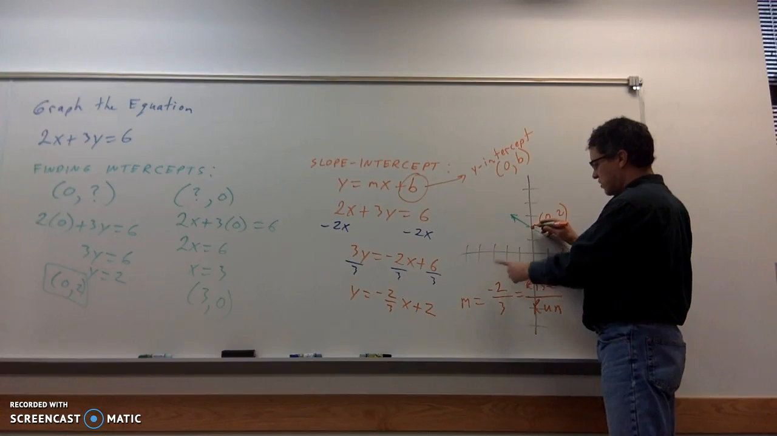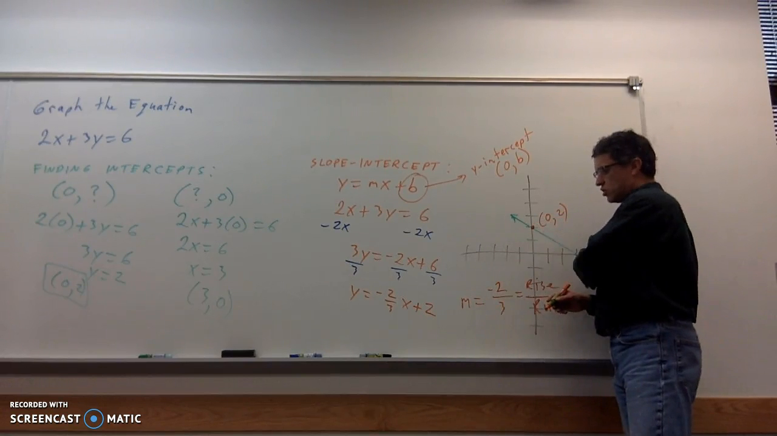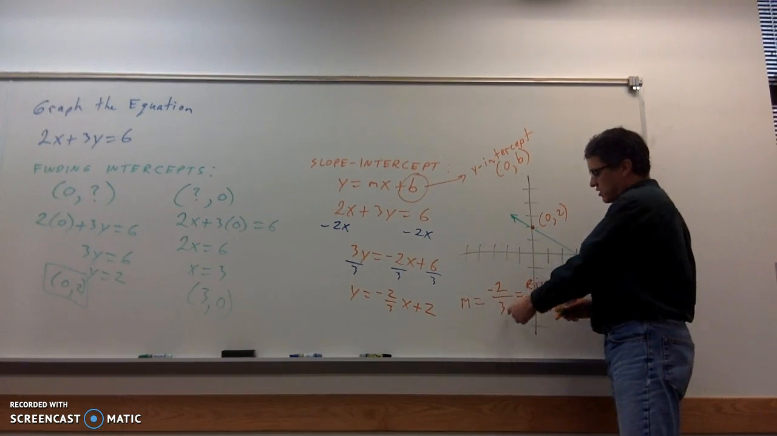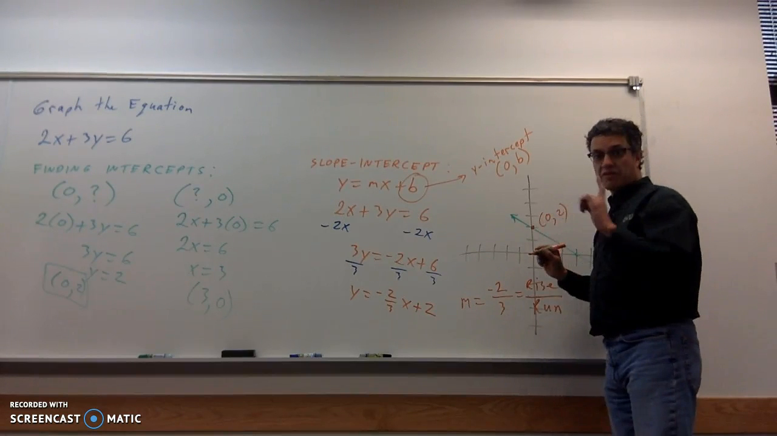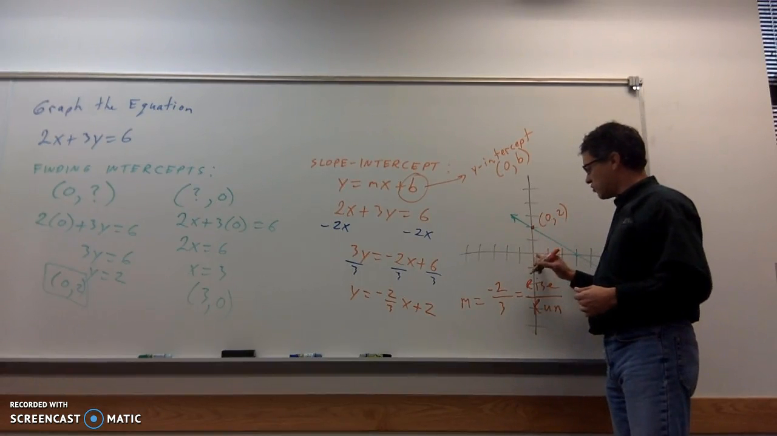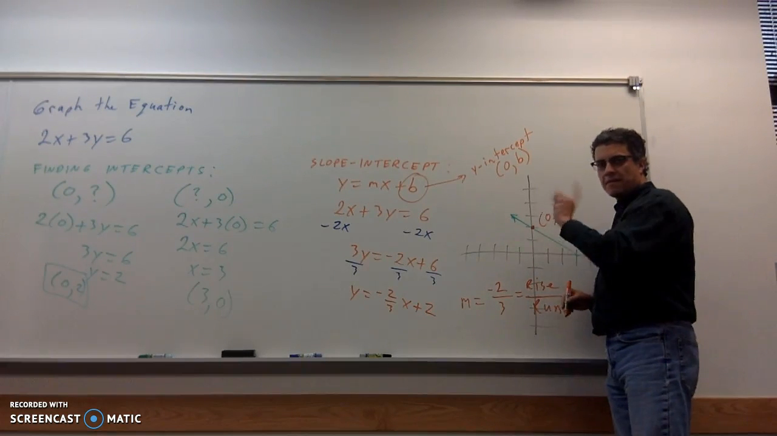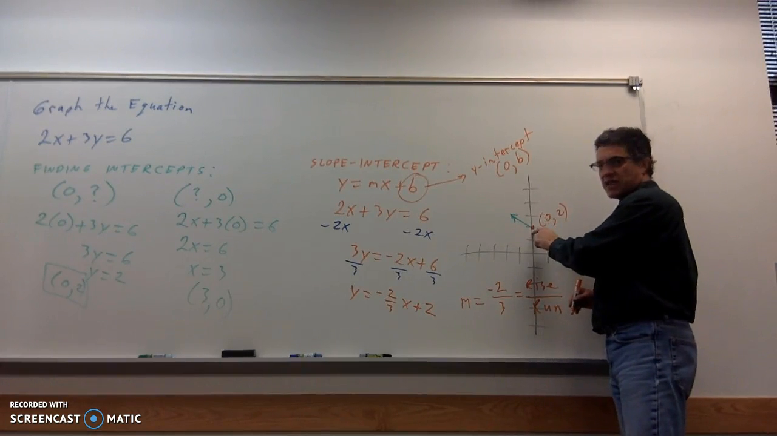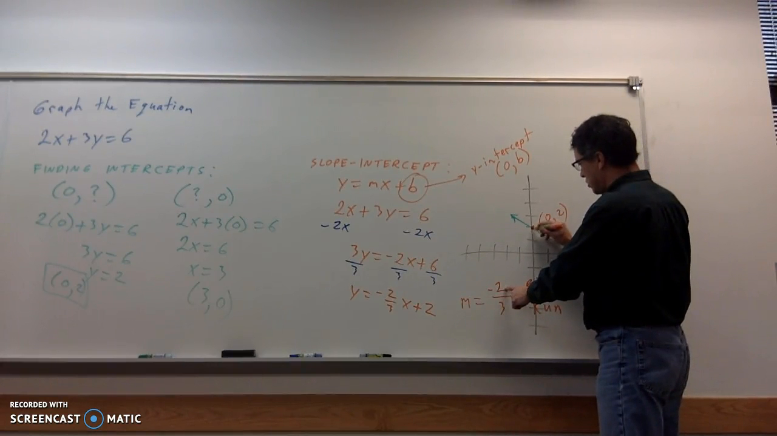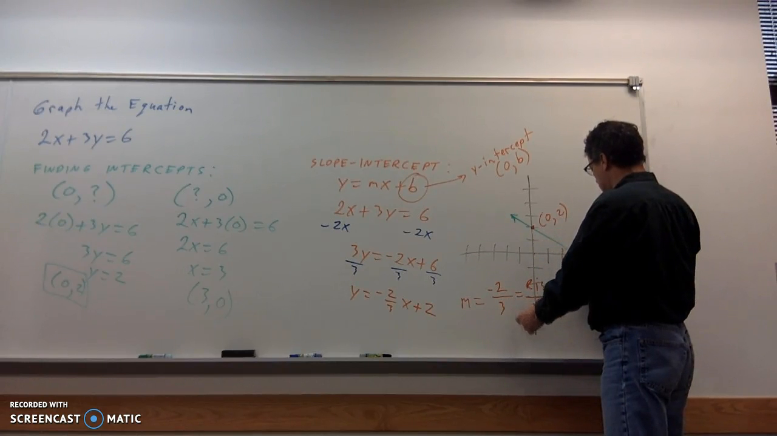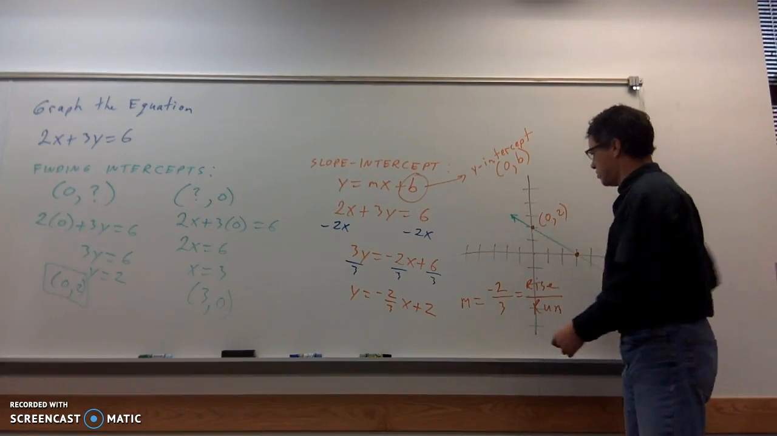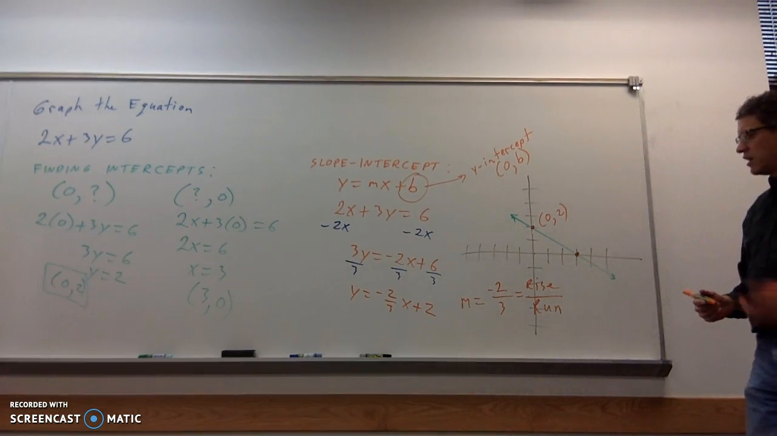So our rise means up or down. In this case, it's going down because it's negative. And our run means go to the right or to the left. Since that's a positive 3, we're going to move it to the right. But you always start from the y-intercept. A lot of people make the mistake of trying to start at the origin. No. Start at the y-intercept, okay? So I'm going to go down 2, 1, 2. And to the right, 1, 2, 3. There it is. See, so you can pick up your graph that way.